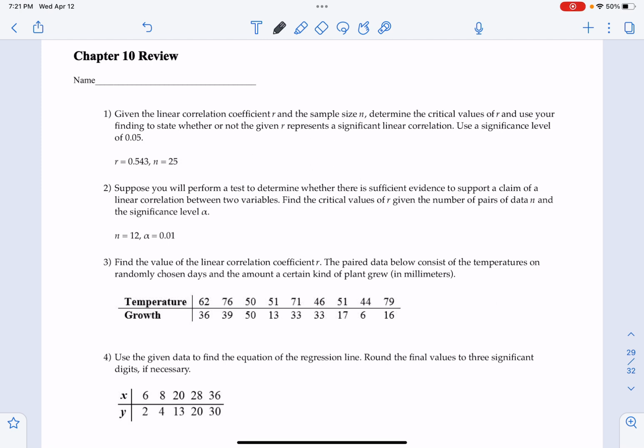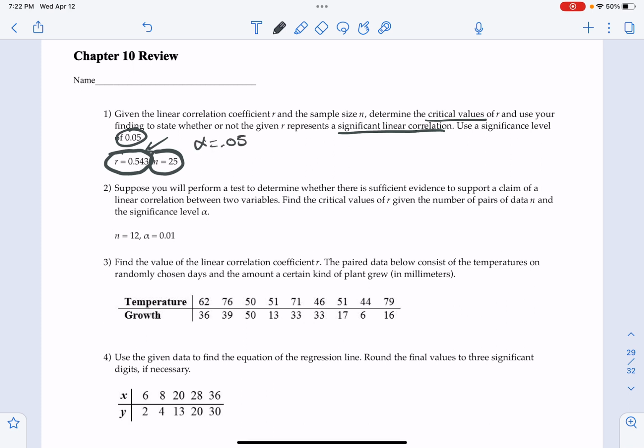So number 1, given the linear correlation coefficient R, they give us the R value right here, and then they tell us that we have a sample of 25, okay? They want us to determine the critical values of R, and use your finding to state whether or not the R that they have for our data is a good enough one. So does that represent a significant linear correlation? Significance level of 0.05, so our alpha value is 0.05.